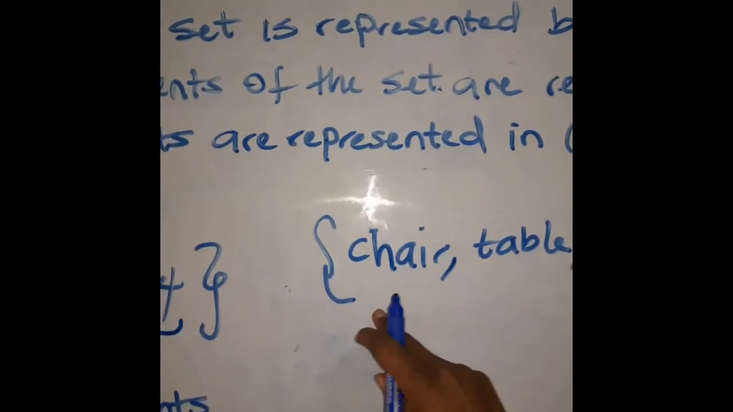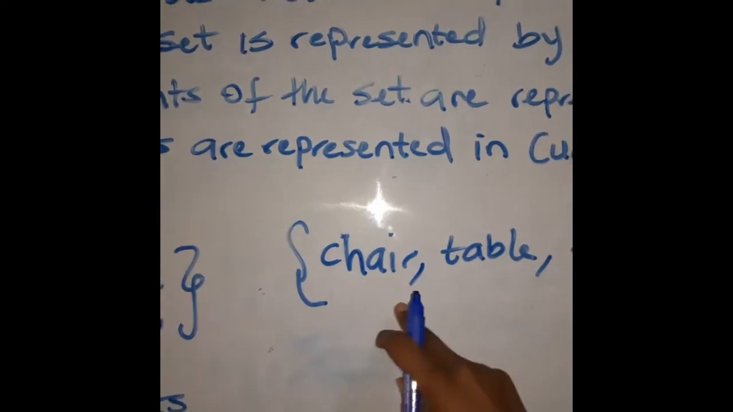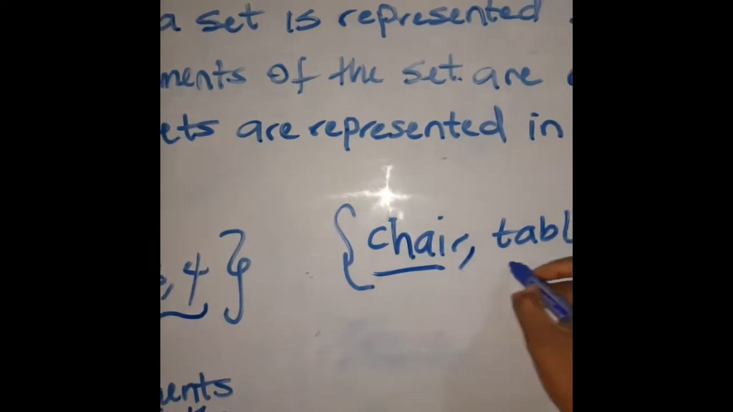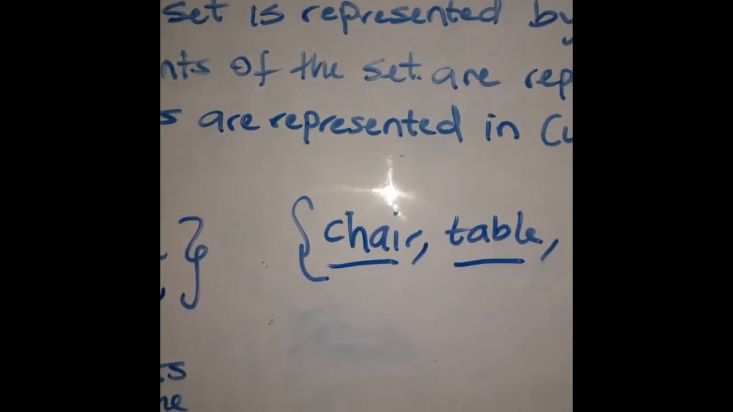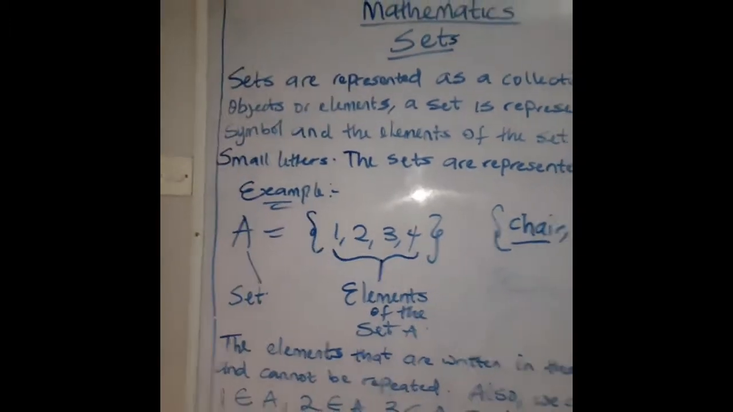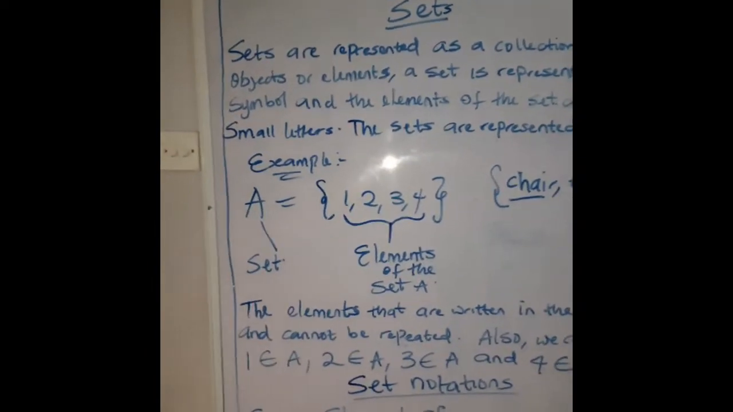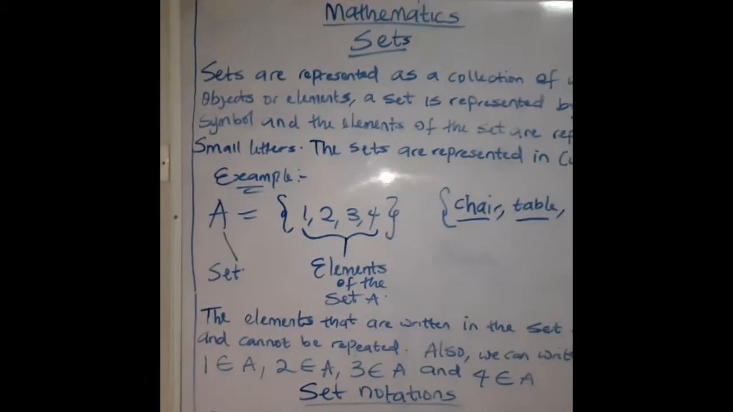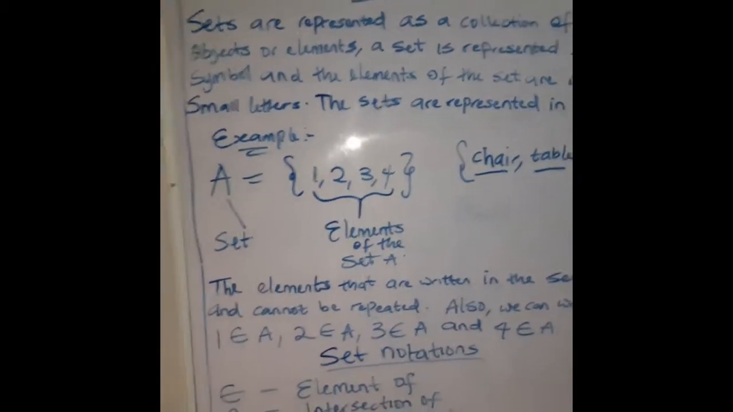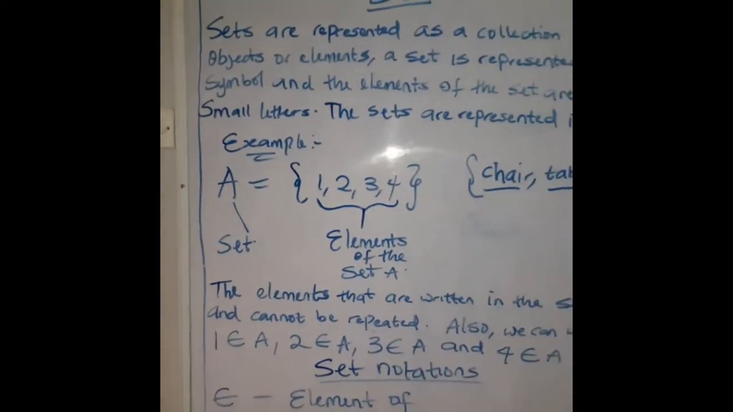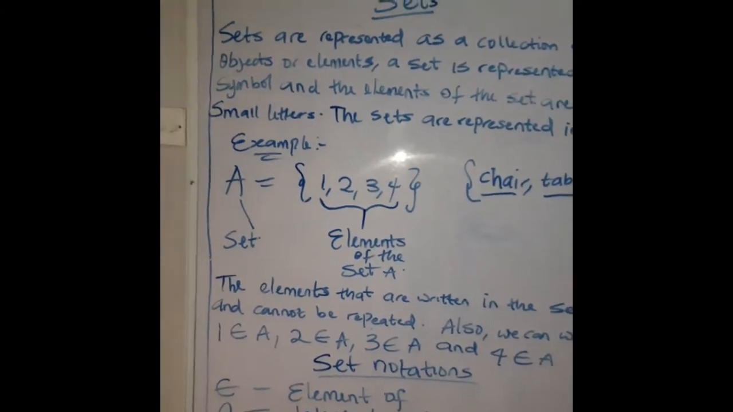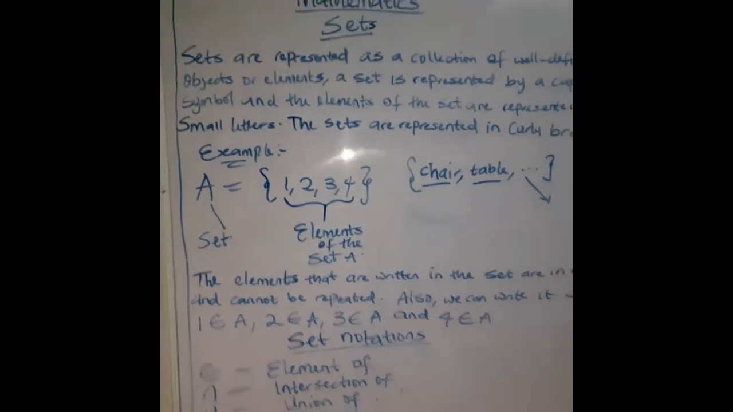I said if we are dealing with letters, the elements of the set are represented in small letters. As you can see, they are all in lower case. So looking back at the earlier example, we are dealing with numbers. So it's still going to be the same thing. There's no lower case or upper case for numbers. So set A, the set there is A, and the elements of the set are 1, 2, 3, and 4.